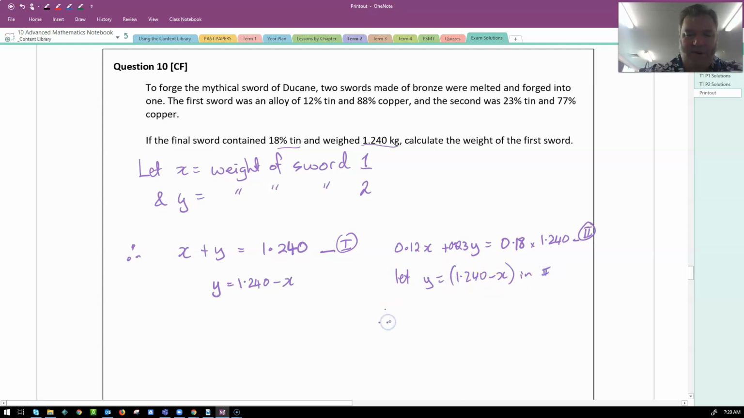So now I've got 0.12x plus 0.23 times (1.240 minus x) equals 0.18 times 1.24. I prepared these earlier. I don't have a calculator on me now. What have we got there? 0.2232. We do a bit of tidying up on the left-hand side here. I've still got 0.12x, a little bit of expanding. 0.23 times 1.24, again referring to my little answer sheet here, 0.2852.